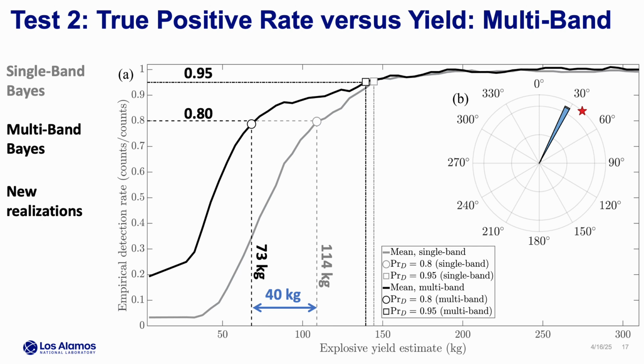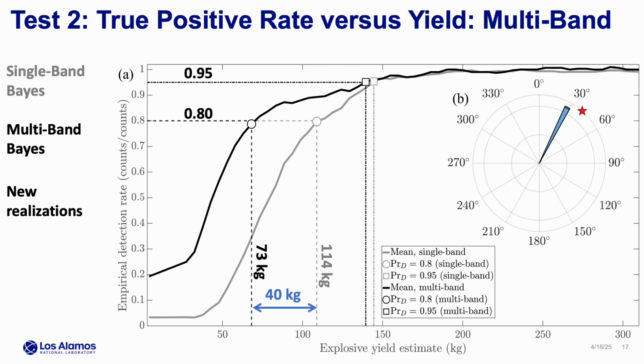So now we compare this single band performance to our module's multi-band performance. The gray curve now shows the mean performance curve of our single band detector. The black curve shows the mean performance curve for our multi-band detector. And because the black curve sits both above and to the left of the gray curve, in other words, it's hugging the vertical axis more, it shows a higher true positive rate.